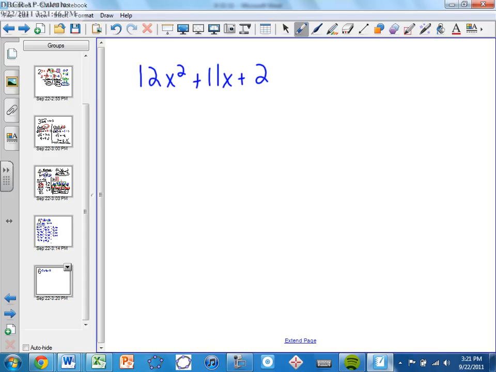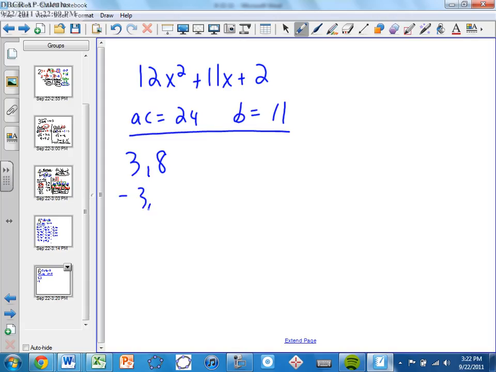What is AC? 24. What is B? 11. We start by listing those right away. AC is 24 because it's 12 times 2. We need 3 and 8. Do I stop? No, we're done. We found the answer. 3 and 8 is 11. We can keep going, but it's no use to continue this process because we found our answer. So now let's go to the next step.